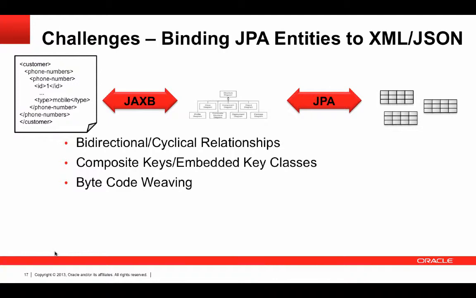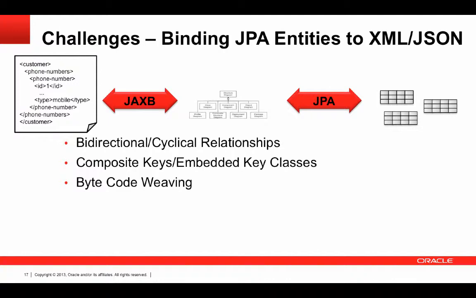Now, we discovered a lot of challenges dealing with JAXB and JPA over the years, and that has evolved into several key features of our XML binding, which we've also been able to leverage implicitly in our JSON. These features, or challenges which resulted in features, include handling bidirectional or cyclic relationships, which are very common in JPA and challenging to render in JAXB, composite keys and embedded key classes, and bytecode weaving.